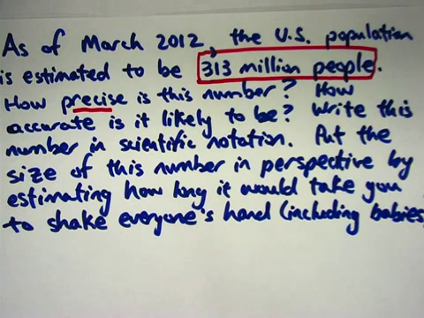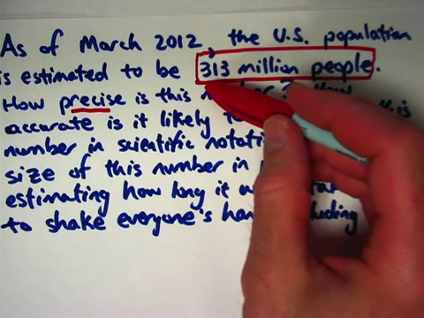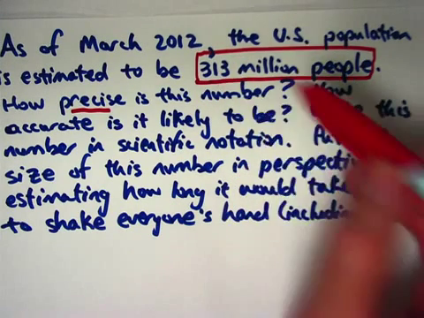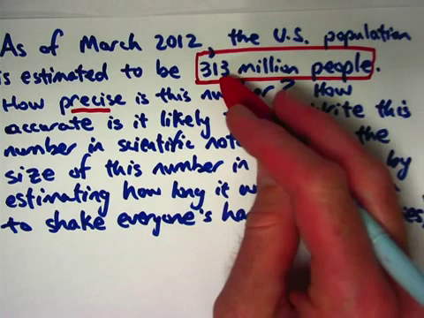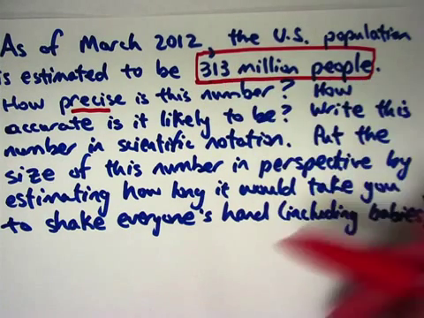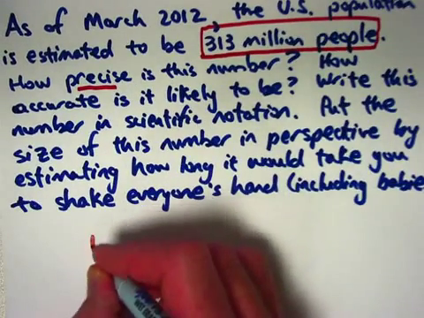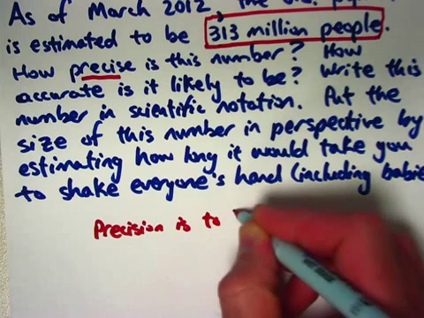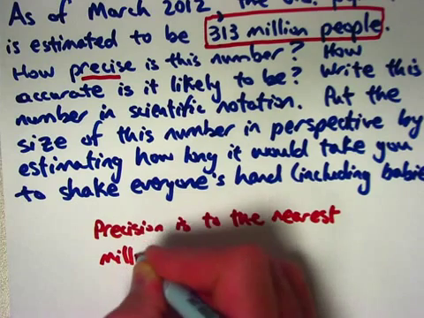The implied precision is basically given by the number of significant digits or significant figures in the number. In this case, we've got 3 digits that are shown, and with this phrase million people, that means that the implied precision, the assumed precision, is to the nearest million people. So that would be the answer to the first question. The precision is to the nearest million people.